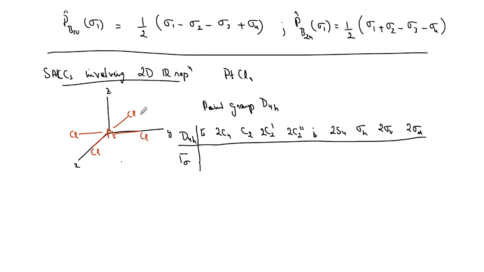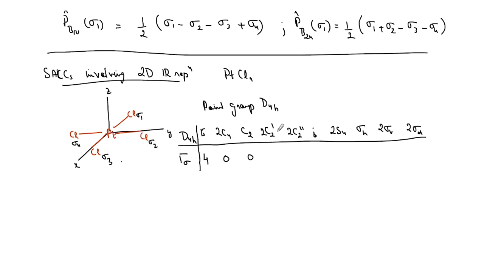Okay, I will label it as sigma 1, sigma 2, sigma 3, sigma 4. Now if I apply E, all 4 sigmas will remain at their position, so the character will be 4. If I apply C4, all 4 will change their position, so the character will be 0. If I apply C2 here, again all 4 will change. This C2 is collinear with C4, so sigma 1 goes to sigma 3 and sigma 2 goes to sigma 4 and so on. So under C2 also it is going to be 0.